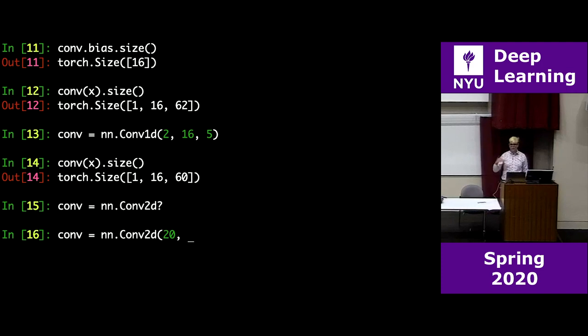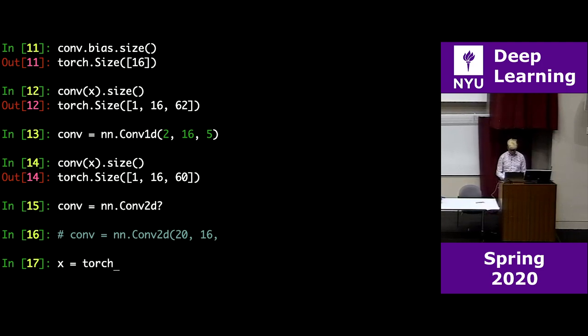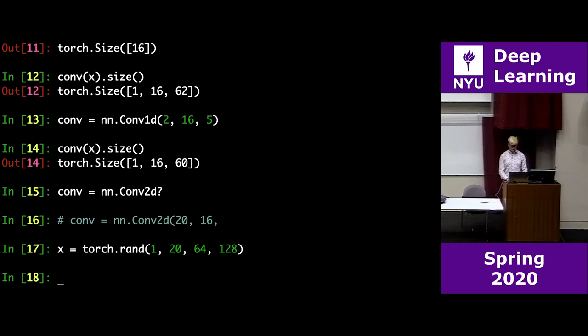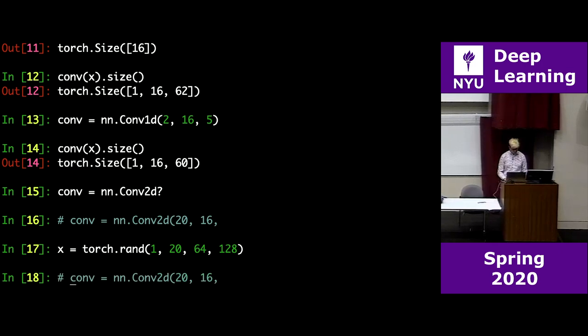Then we're going to be inputting the output number of channels. Let's say we're going to be using, again, 16. In this case, I'm going to be inputting the kernel size. Let's actually define my signal first. So my X is going to be a torch.rand, and let's say one sample with 20 channels of height, for example, I guess 64, and then with 128, okay? So this is going to be my input data.